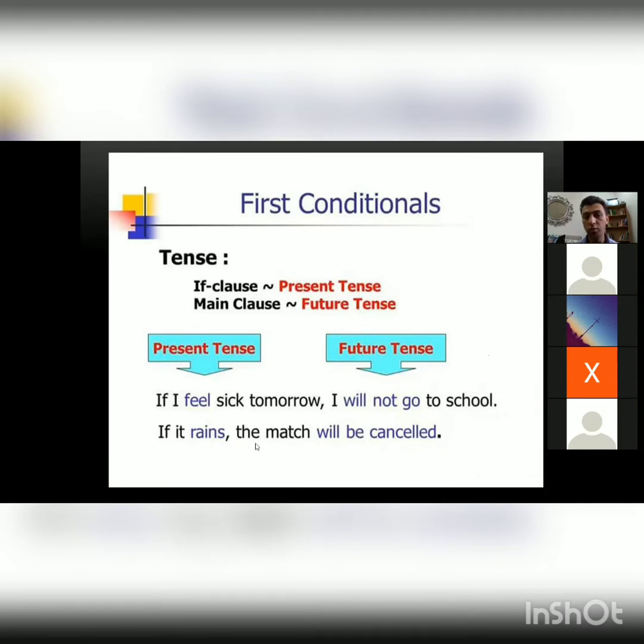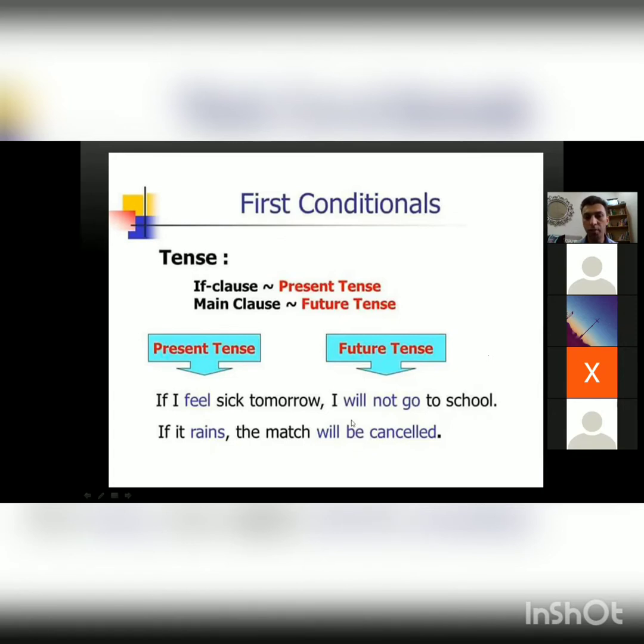The match will be cancelled. That is the base form. Why do we have ed with cancel? Because it is passive voice. It is different. The match will be cancelled, or you can say we will cancel the match. It is the same. What is important here? After will, we always have the verb in the base form. What is base?